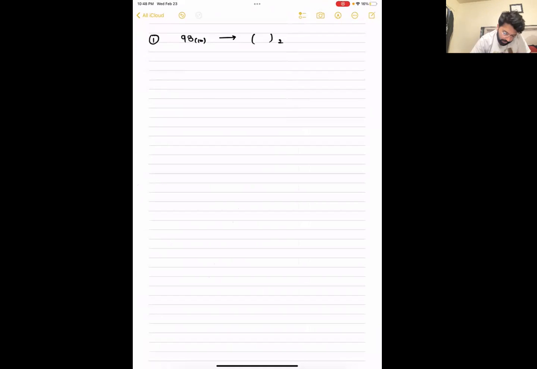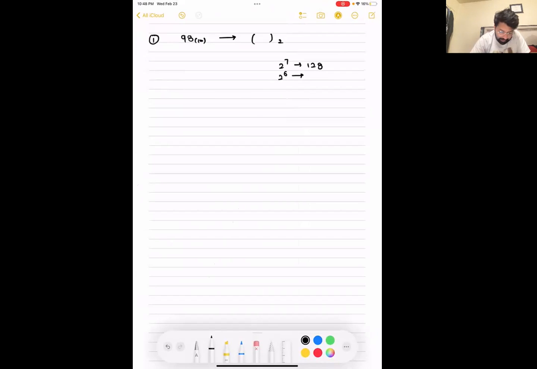Since we know that 2 to the power of 7 is 128, which is bigger than 98, that's a good thing. And 2 to the power of 6 is 64. So 98 is in between 128 and 64. That means we need at least 8 bits. Why do I say 8 bits? Because we're going to start counting from 0, 1, 2, 3, 4, 5, 6, 7. That's 8. So we need at least 8 bits to express this 98 in decimal as binary.